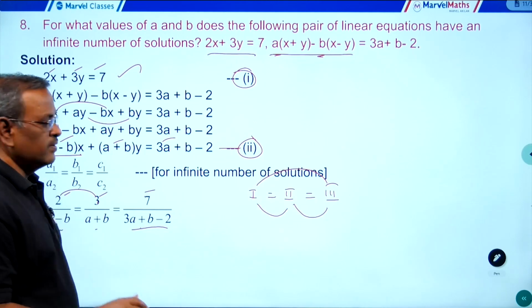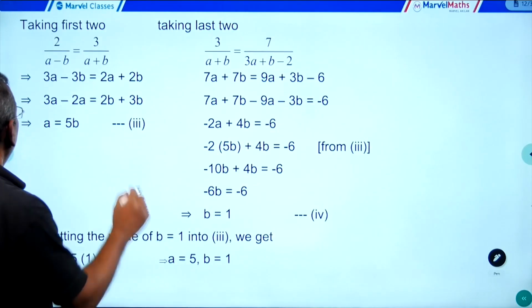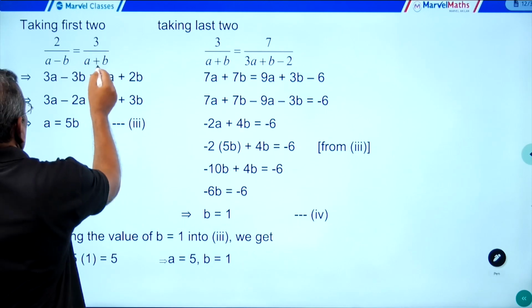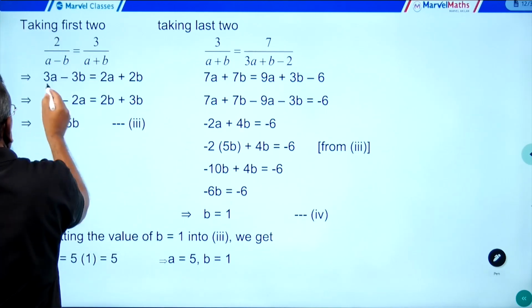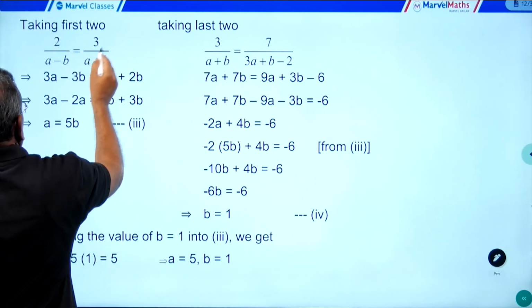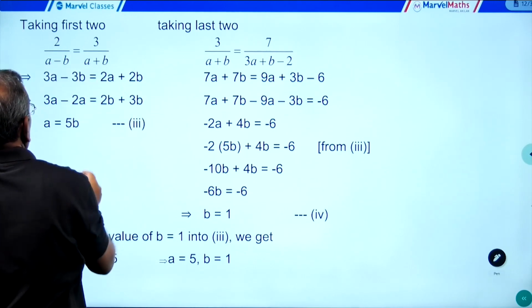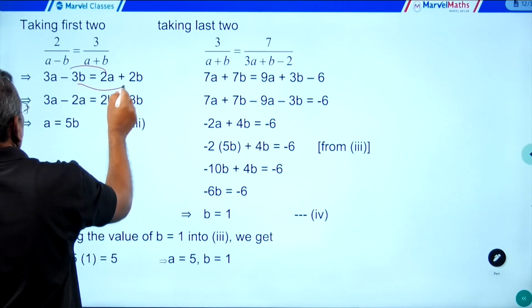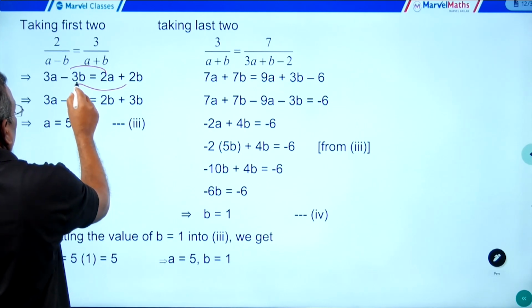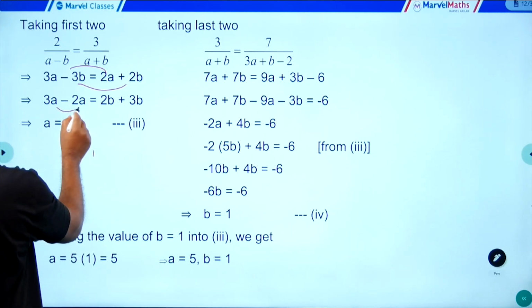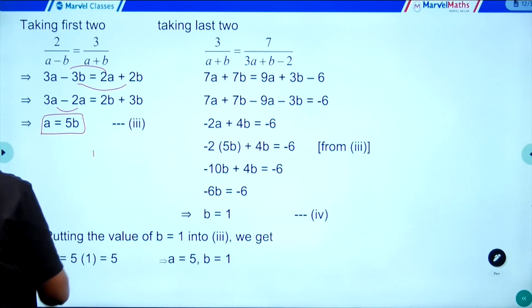You will get one linear equation. See here, taking first, 2 by a minus b equal to 3 by a plus b. If you cross multiply, 3a minus 3b equal to 2a plus 2b. 3a, group this side. 3a minus 2a equal to 2b plus 3b, a equal to 5b, a equal to 5b.